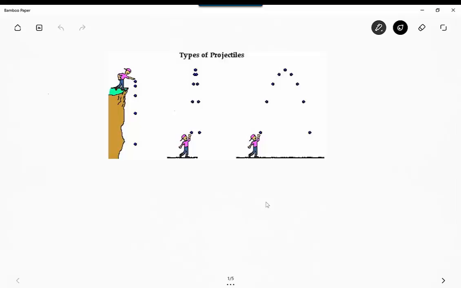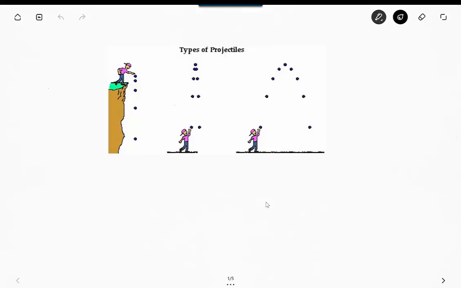If we take a look here, we will notice that there are three different types of projectiles shown here. There's actually one more, but we're going to start with just talking about these and explaining what a projectile actually is, so that we can understand them more clearly. This first one is what we were looking at in the last assignment, which was free fall.